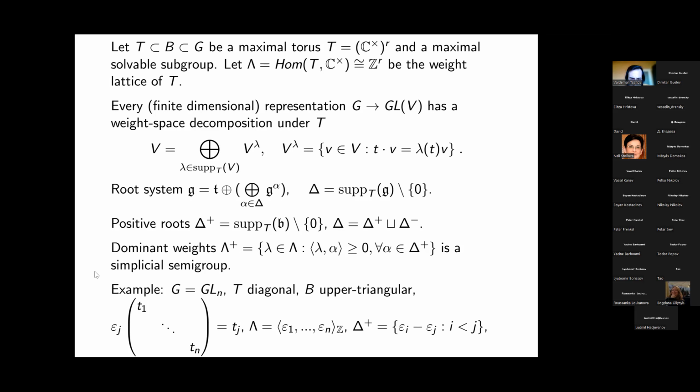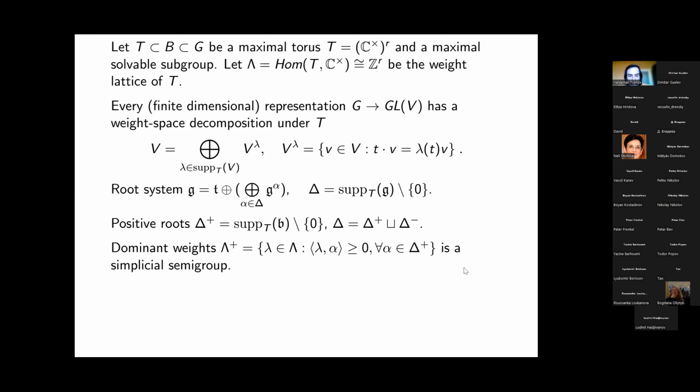And so B will be the upper triangular, B minus will be the lower triangulars, and they have the corresponding roots. Here I have delta plus, which is epsilon i minus epsilon j with so ordered indices. In the opposite order, we'll be getting delta minus, and obviously minus delta plus is equal to delta minus. So these are the root space decompositions.